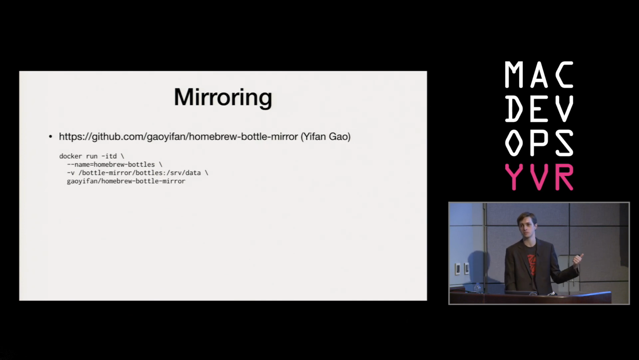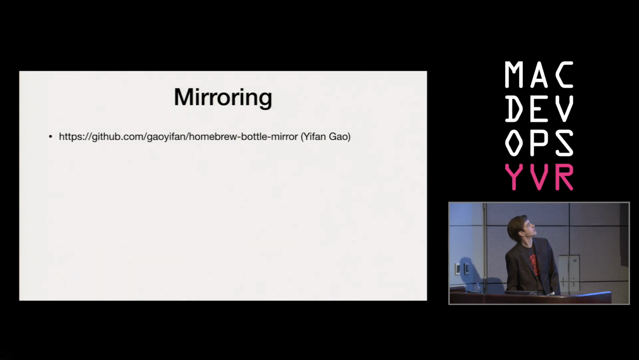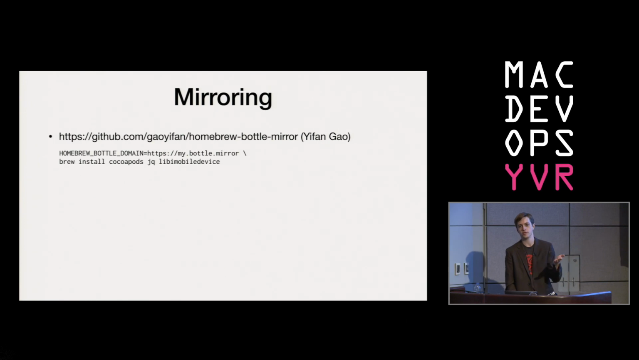And what's nice is that he also made this work inside a Docker image. So you literally just run it, and it starts mirroring. Then in order to actually use it, you just have to define an environment variable called HOMEBREW_BOTTLE_DOMAIN, and brew will just use that instead of Bintray. So it's really, really simple. It's 100 lines of Ruby, and most of that is just multi-threading stuff.